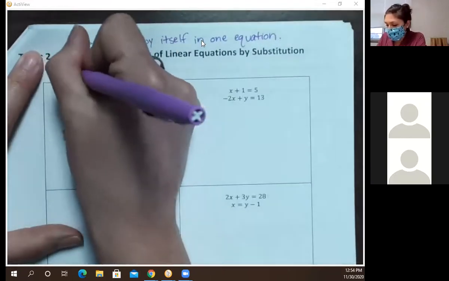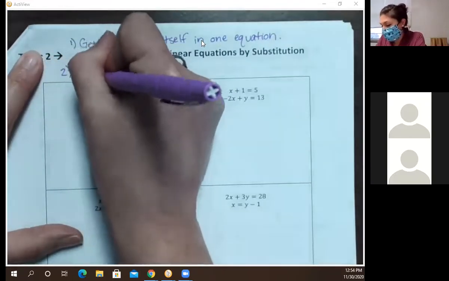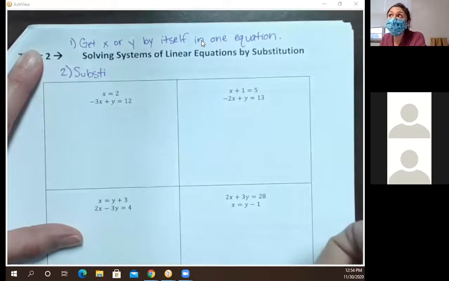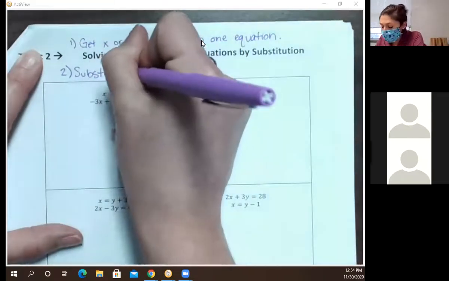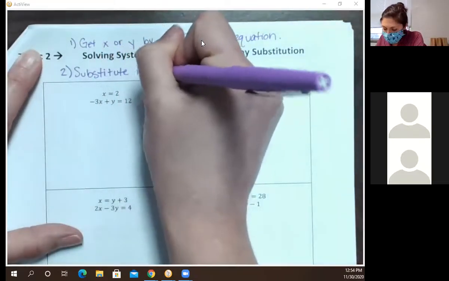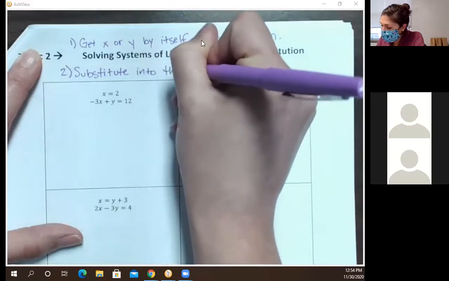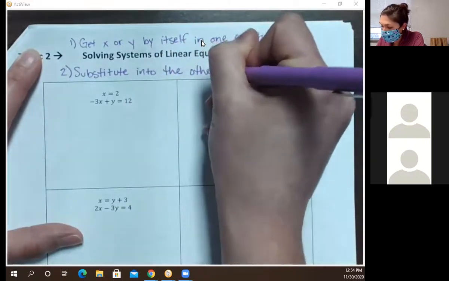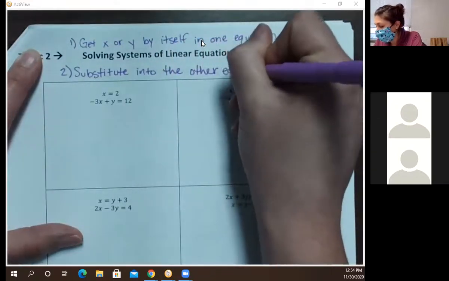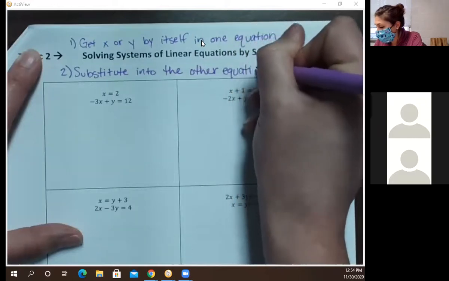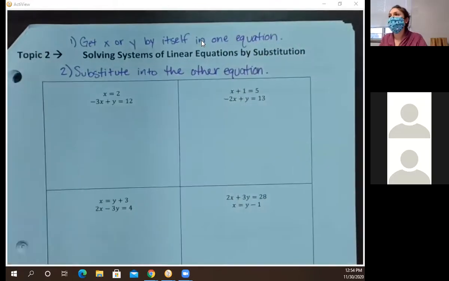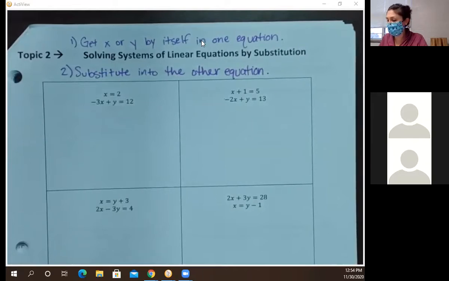So we'll take a look at this. So substitute, that's called the substitution method. Substitute into the other equation and solve for a variable, that remaining variable.